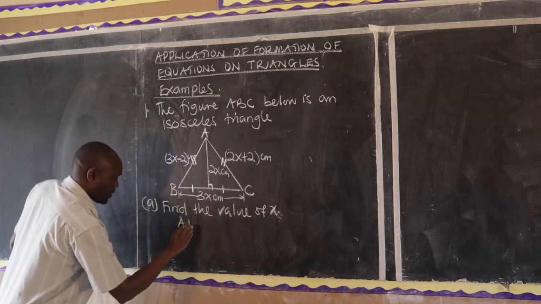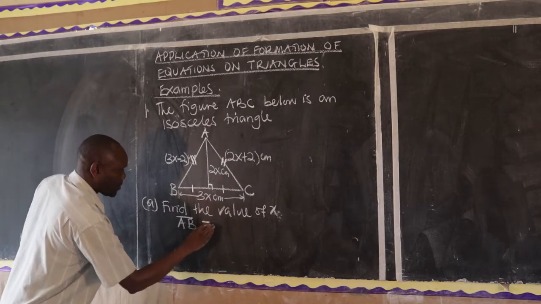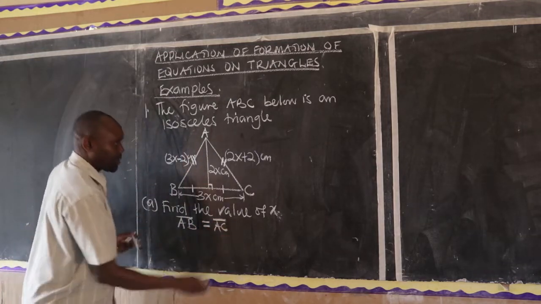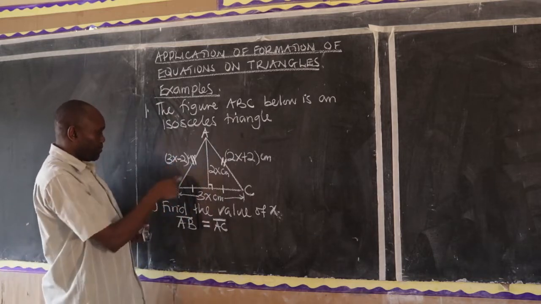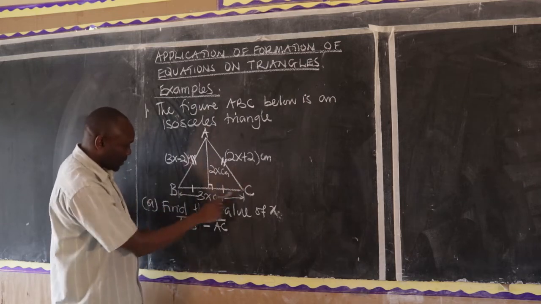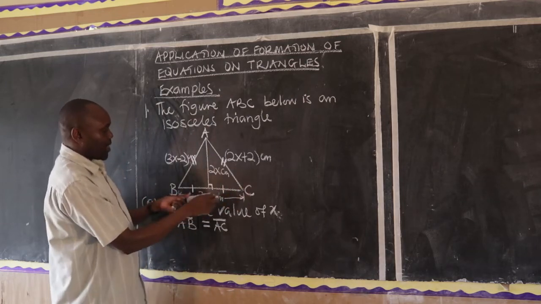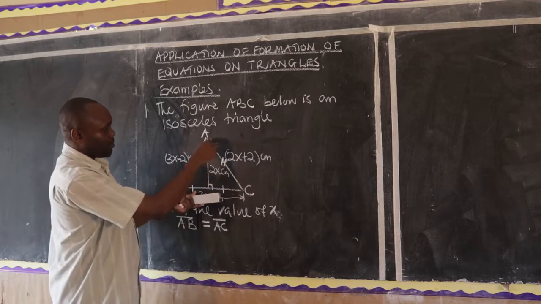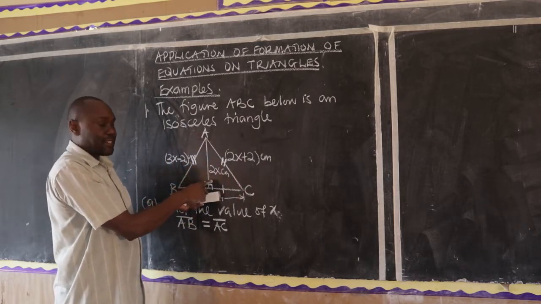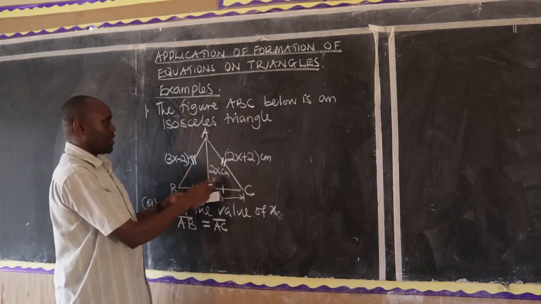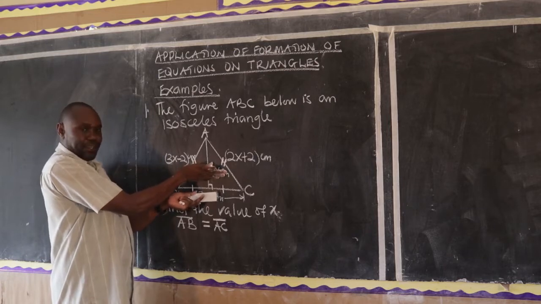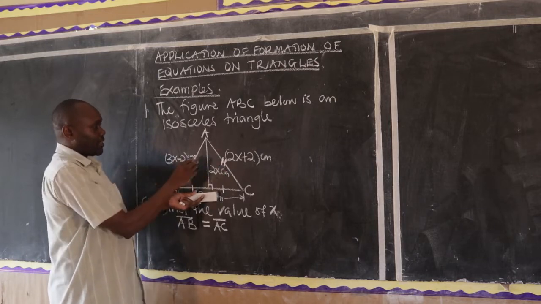Line AB is equal to line AC. AB is equal to AC. Don't put this. This one is not equal to this, not equal to that. Even this perpendicular line here, what we call the height, is not the same as this. So don't put this 2, the 2x and then the 3x. So this one now gives us an equation.